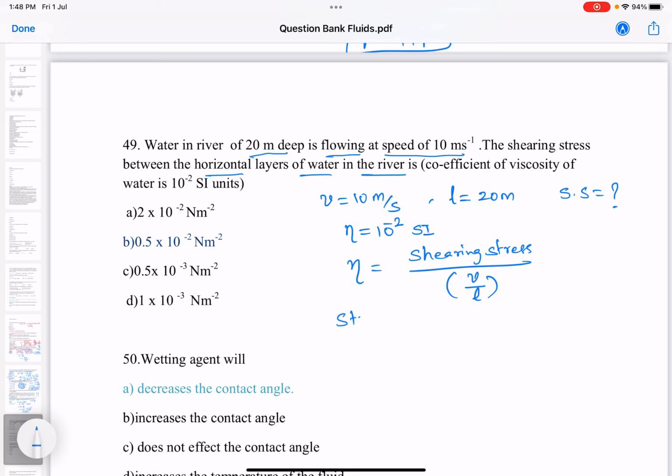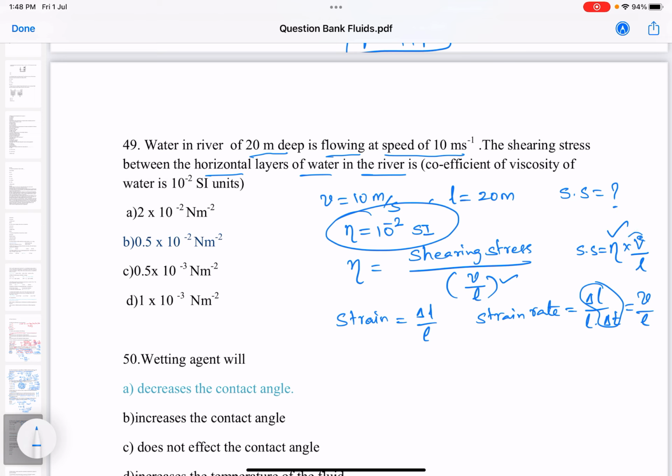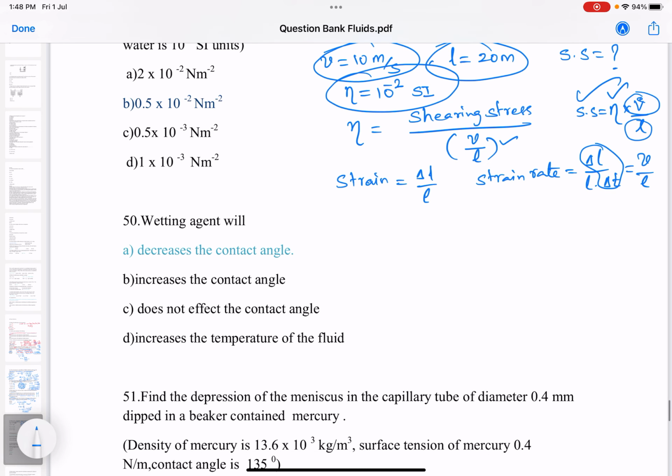I am giving again, strain is equal to delta L by L, and strain rate is equal to delta L by L into delta T, that is, strain rate is delta L by L by delta T. So delta L by delta T is nothing but V by L. That's why I have written strain rate directly as V by L. So shearing stress is equal to eta into V by L. Eta value is given, V value is given, 10 meter per second, L value is also given, 20 meters. So you will get shearing stress using this formula, right?